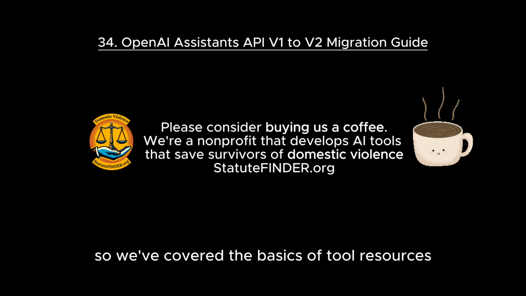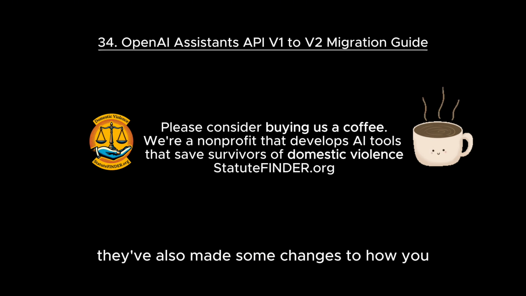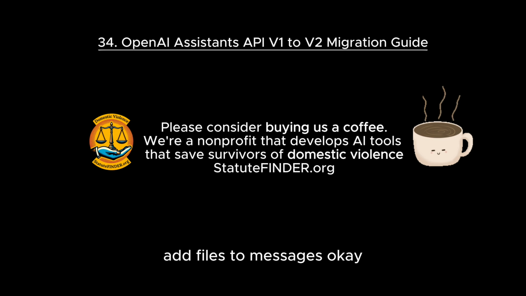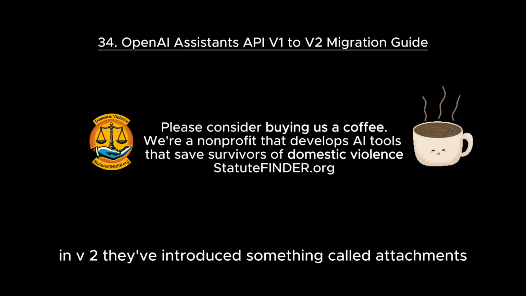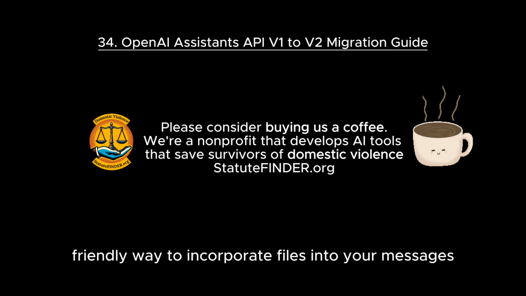So we've covered the basics of tool resources and how files are now organized. What else is new in V2? Well, they've also made some changes to how you add files to messages. In V2, they've introduced something called attachments. Attachments. That sounds familiar. Is it like attaching a file to an email? Exactly. It's a much more user-friendly way to incorporate files into your messages.